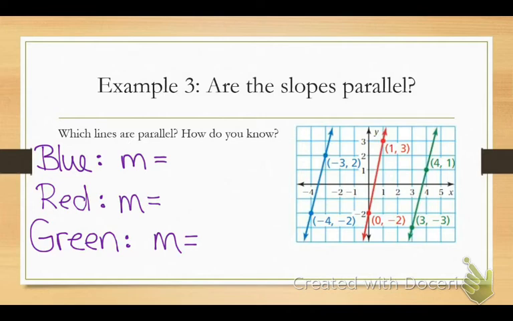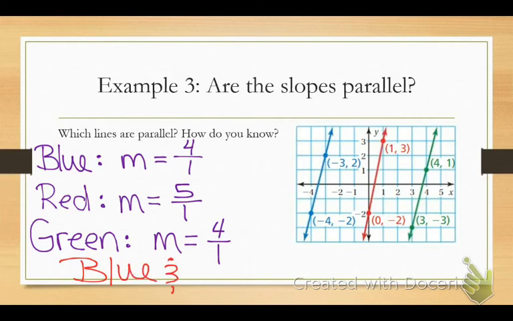M equals 4 over 1 for blue. What about red? Rise over run. Tell me. 5 over 1. So are they parallel? Nope. What about green? 4 over 1. Based on my slopes, which lines are parallel? Blue and green.